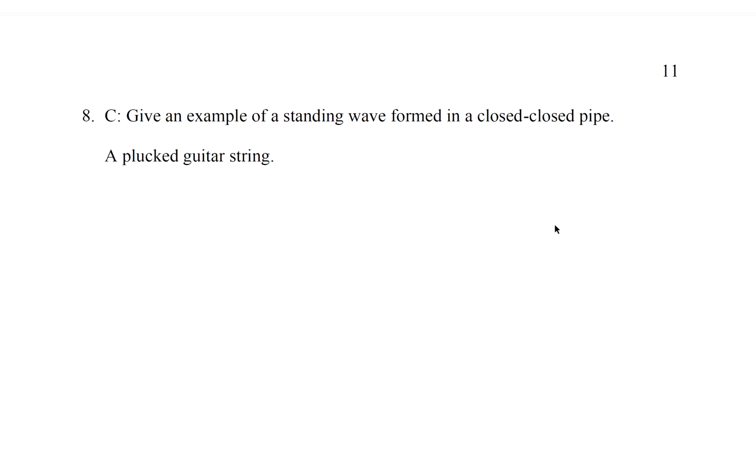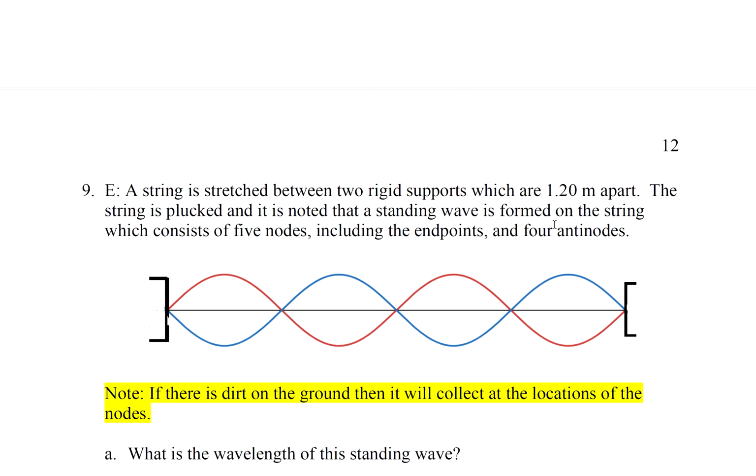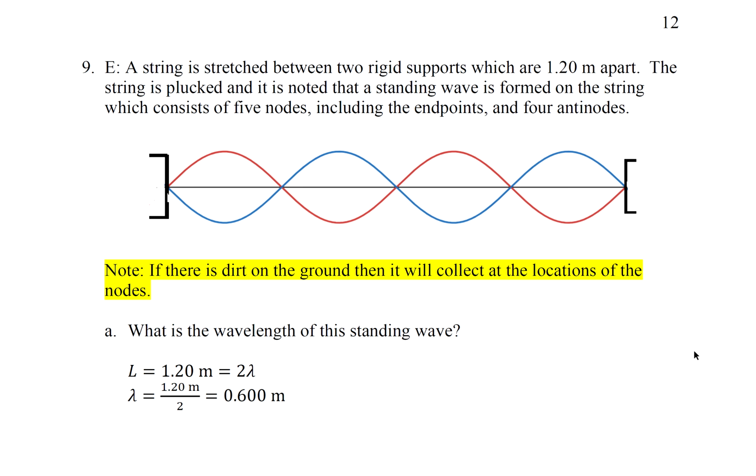Question 8. Give an example of a standing wave formed in a closed pipe. That's like a plucked guitar string. Question 9. A string is stretched between two rigid supports which are 1.20 meters apart. The string is plucked and it is noted that a standing wave is formed on the string which consists of 5 nodes, including the endpoints, and 4 antinodes.